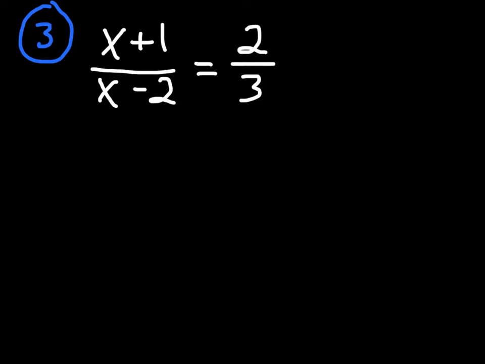It says x plus 1 over x minus 2 equals 2/3. So a lot of things going on here. Now, when I have multiple things going on at the top and bottom of my fraction, I think of this as like it's in parentheses. So I'm just going to draw in my parentheses.